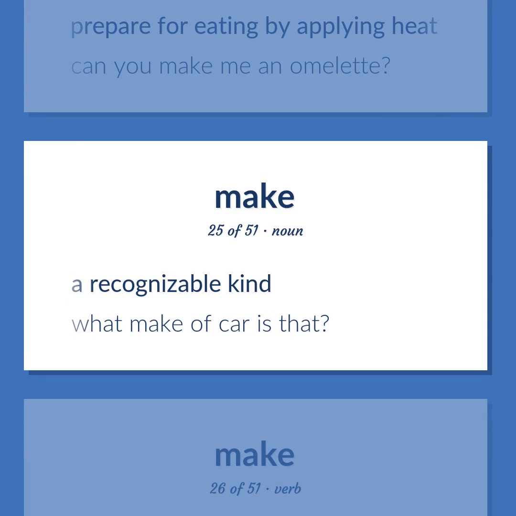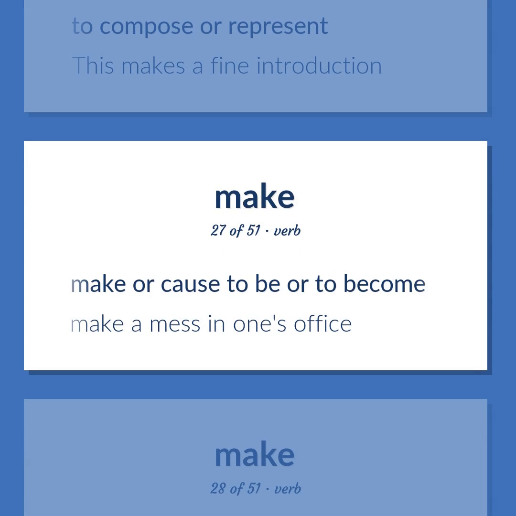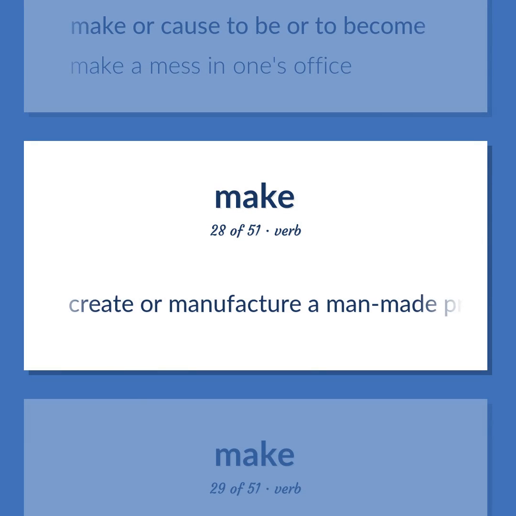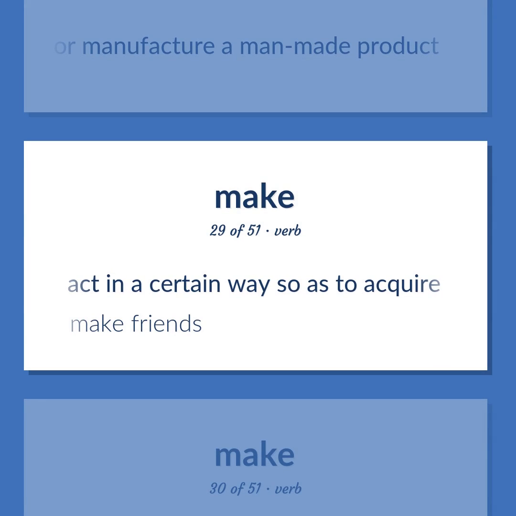A recognizable kind. What make of car is that? To compose or represent. This makes a fine introduction. Make or cause to be or to become. Make a mess in one's office. Create or manufacture a man-made product. Act in a certain way so as to acquire. Make friends.